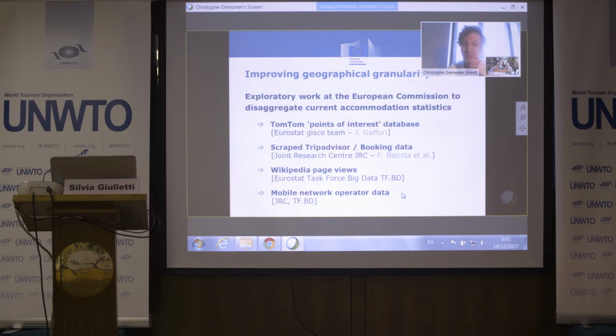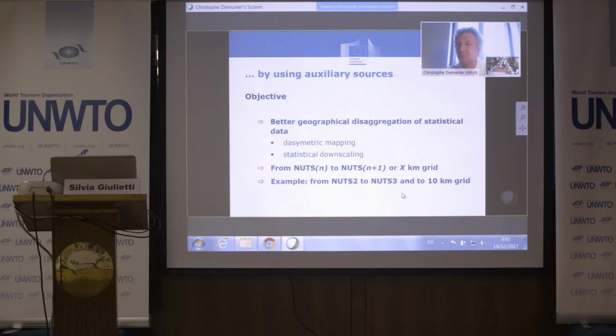So what we hope to do is to improve the geographical granularity by using auxiliary sources that we were not using before. So the objective is to get a better detail of data than what we can currently offer to users. I will not go into the technical details, but the aim is basically, instead of having NUTS2, which corresponds to provinces, to have data for smaller administrative units, or even to have data on 1 kilometer grids or 100-meter grids, which is quite relevant for measuring sustainability, because if there are issues around sustainability, it's often not at the destination level, but even in smaller parts of the destination.